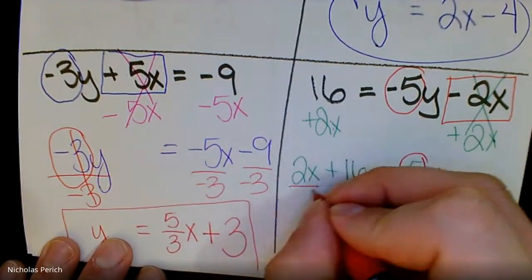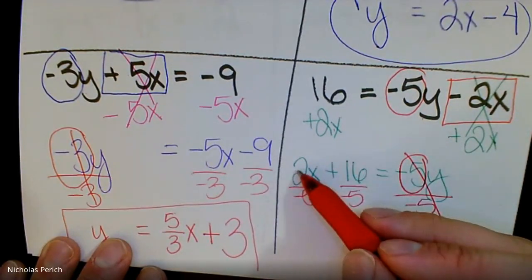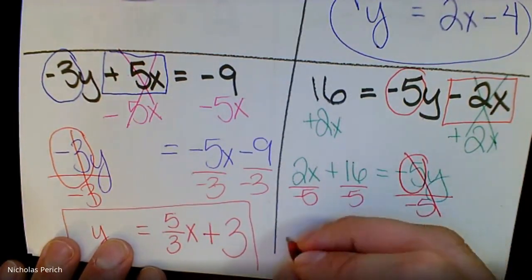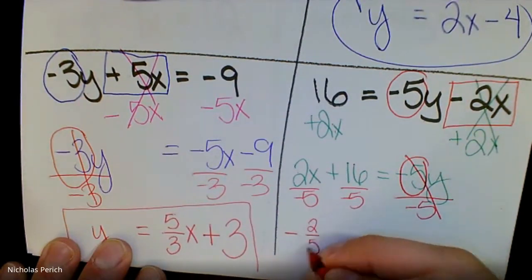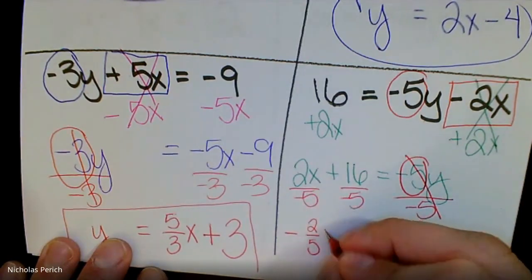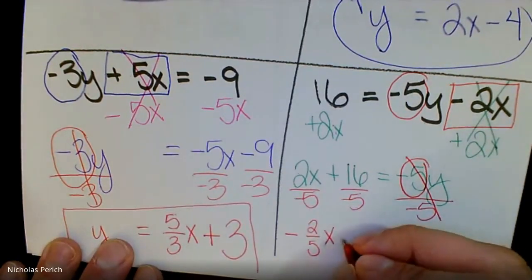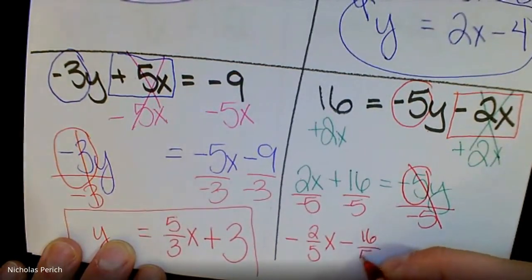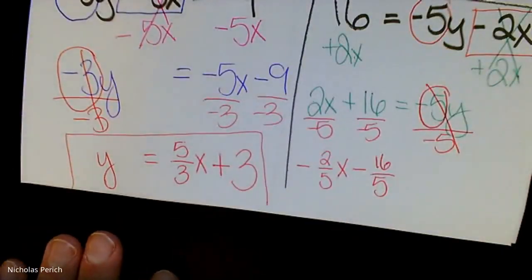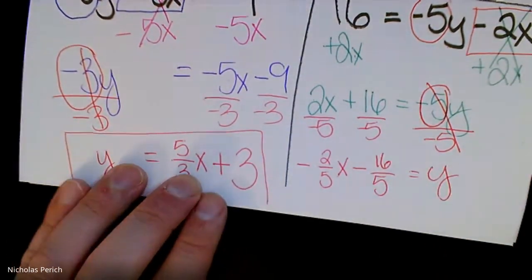Divide. Thank you. Divide by negative 5 on everything. Cross you out. Positive 2 divided by negative 5 is negative 2 over 5, which doesn't simplify. X comes along for the ride. Positive 16 divided by negative 5 is negative 16 over 5, which doesn't simplify. Sorry, everybody. And that equals y. Is y all by itself?